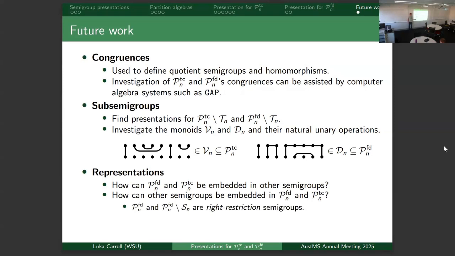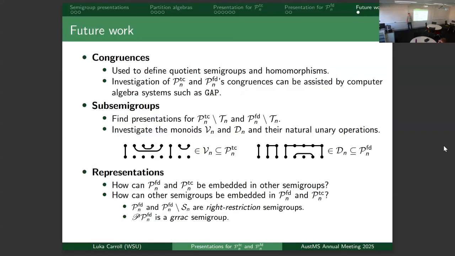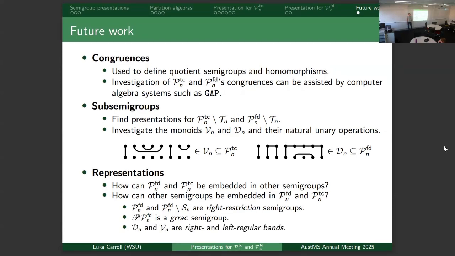In particular, it's worth noting that PNFD and its singular part are what are called right restriction semigroups. The planar part of PNFD is a GR rack semigroup, and DN and VN are right and left regular bands, respectively. So there might be some nice ways to represent other right restriction semigroups and left and right regular bands using these.